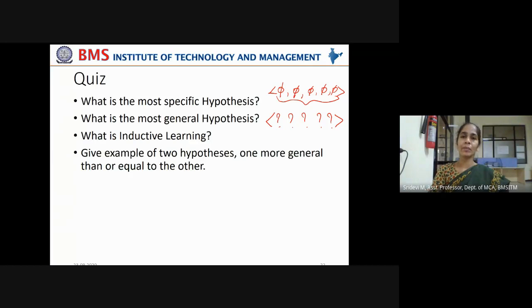I'm specific about one particular skill. I'm specific about two particular skills. Then I say my hypothesis, my requirement is too specific. But when I say my requirement is only this much, not many skills are required, it means I'm more generic about the requirement. My hypothesis is very general. Okay.